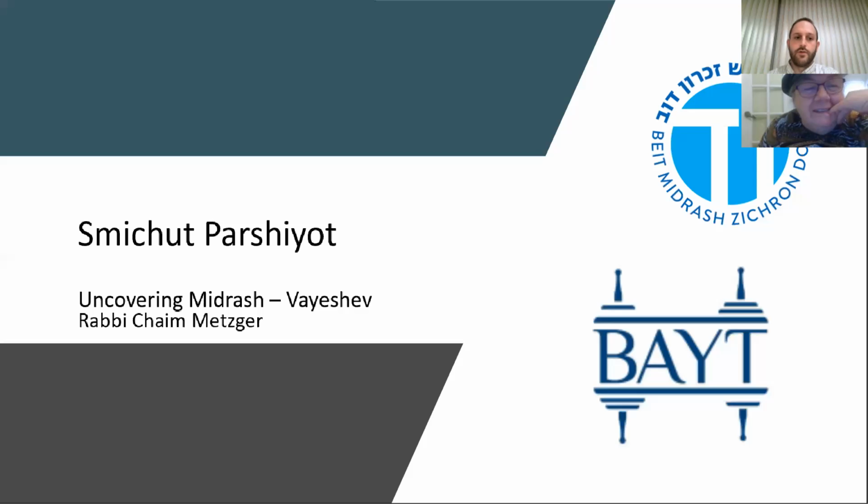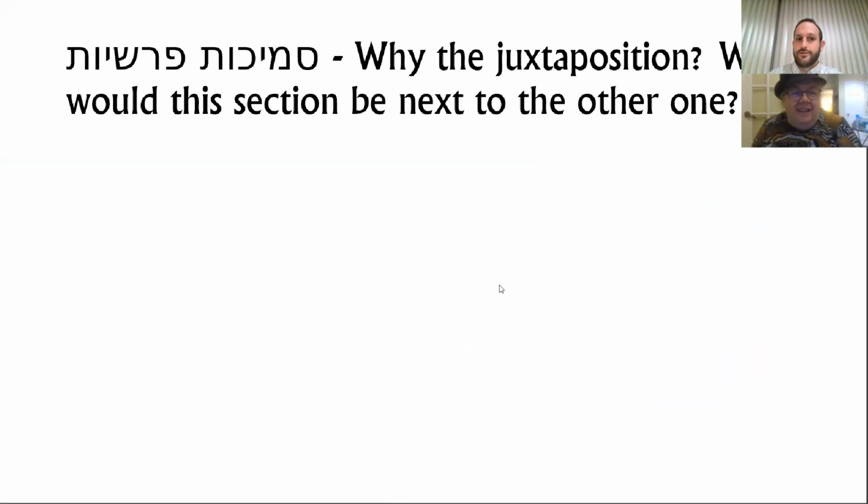There we go. So tonight we're going to try and discuss the concept of smichut parshiyot, which means why is this next to that? So before we get into the actual discussion of how the Midrash uses it, the question is, what do you think? Why would you juxtapose two different things? Why would you put one section next to the other one?